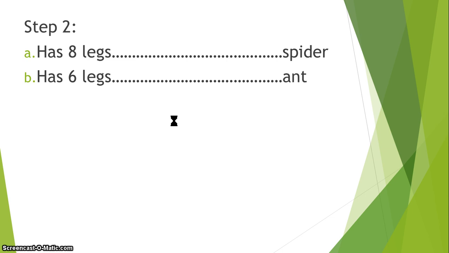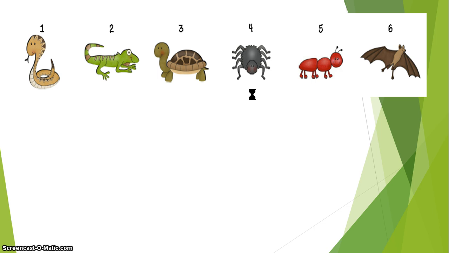Does the animal have 8 legs? It must be my spider. Or does it have 6 legs? Then it will be my ant. At this stage, I've identified these 2 animals and I don't need to consider them further on my dichotomous key. I now need to go back and look at those vertebrate animals so that we can separate them down into their individual groups. So I have left my snake, my lizard, my tortoise, and my bat.